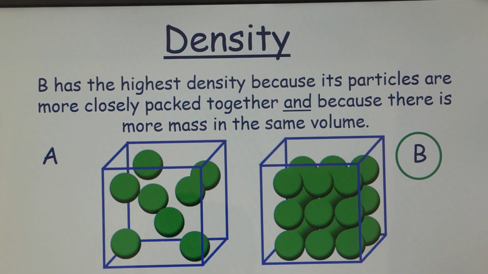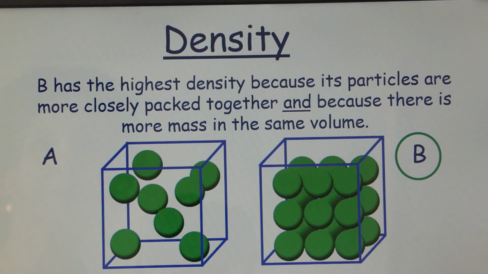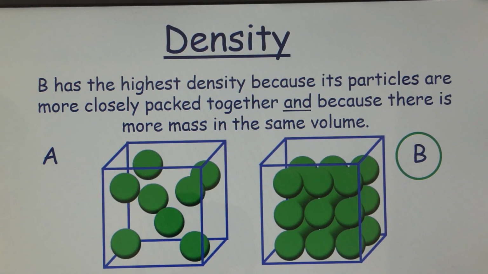The answer is B has the highest density because its particles are more closely packed together and because there is more mass in the same volume. You can see very clearly there are far more particles in B compared to A.